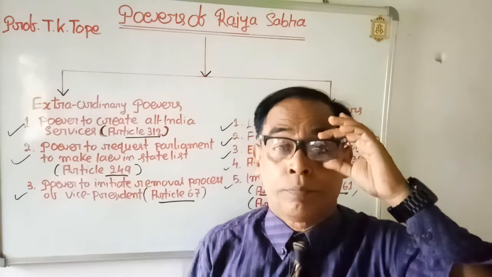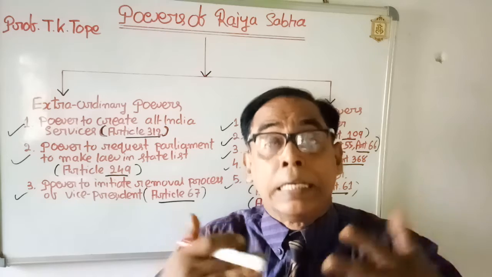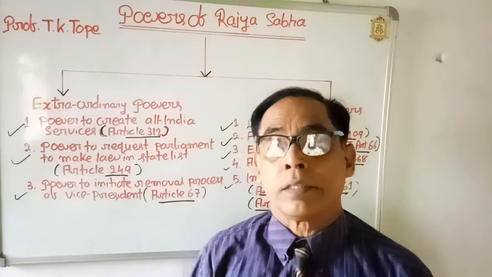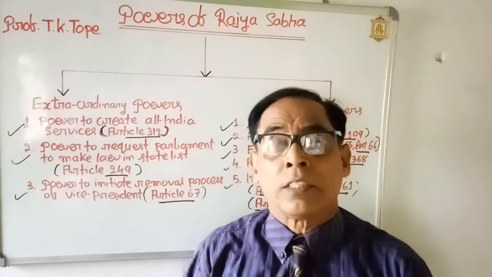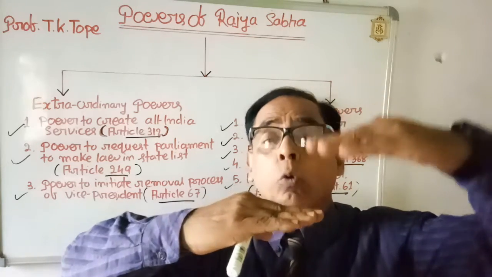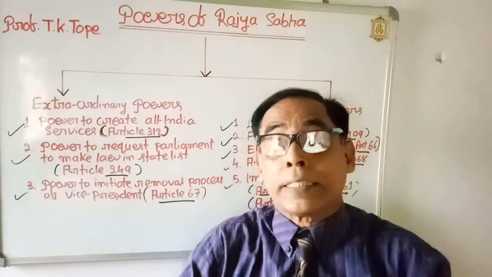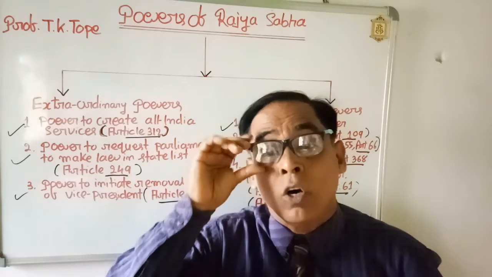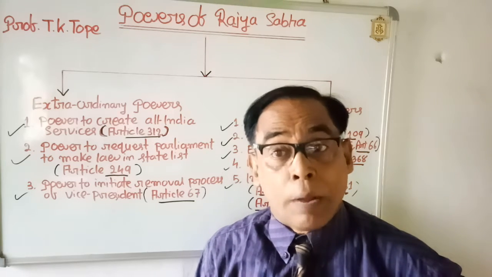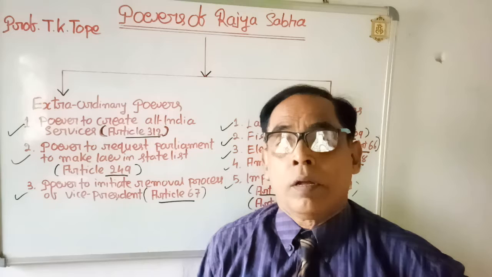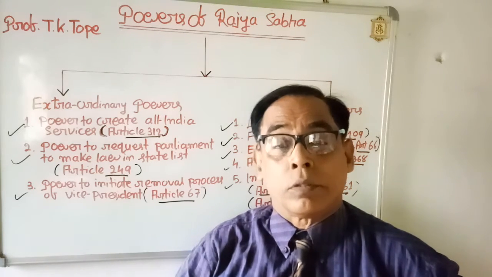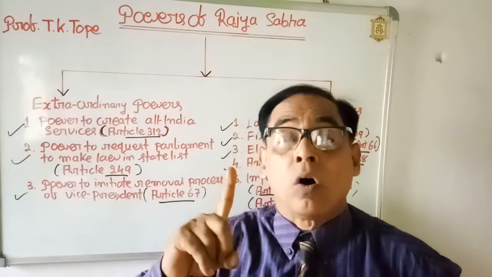Rajya Sabha means the central legislature of India or the union legislature of India has two houses. Its upper house is Rajya Sabha, lower house is the Lok Sabha. Today we will discuss what are the powers of the Rajya Sabha, which is the upper house of the Indian Parliament, and this upper house is otherwise known as Rajya Sabha or Council of States.